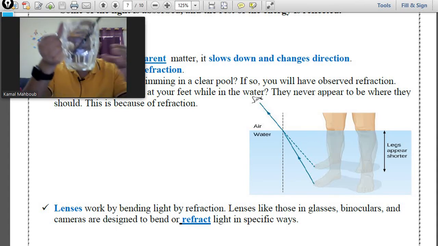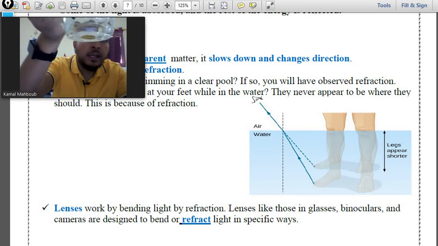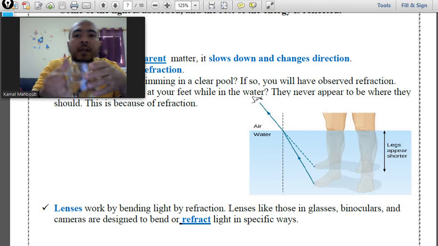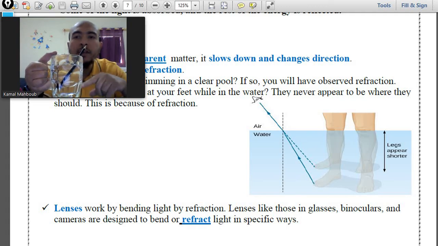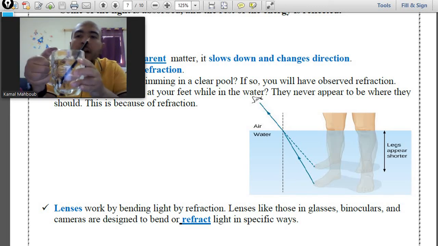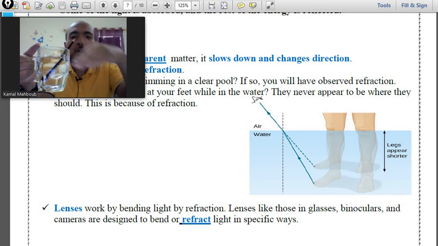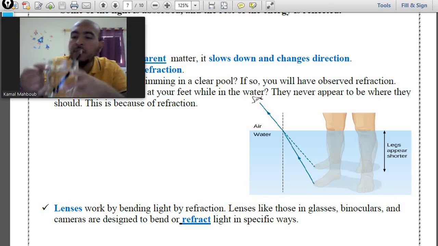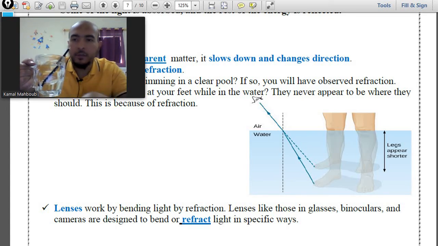Let's make another example. Can you see the coin here? Sometimes when you look at the coin, you can see it at a higher level than it is in fact. Okay, now why? Because of the bending of light also. When the light comes here, it bends and you will see the coin above the real place.